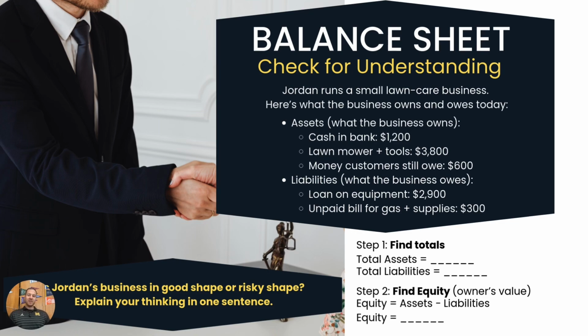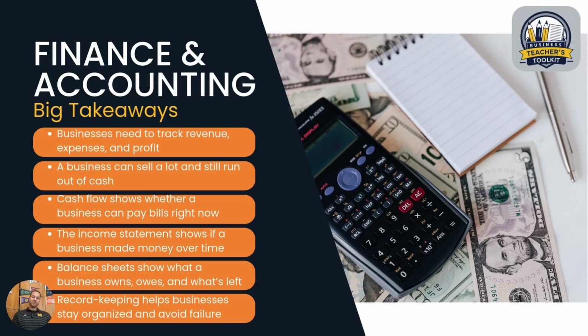Step three is to find the equity. And so we find the equity by using one of these formulas: equity is equal to assets minus liabilities. And if we know that our assets and liabilities are the sums mentioned before, then we can find our equity pretty quick. I let the table groups discuss it. I then, at the finishing piece of this, ask if Jordan's business is in good shape or risky shape and why. My expected reasoning is that Jordan is going to be in good shape because the assets are greater than the liabilities and equity is positive.